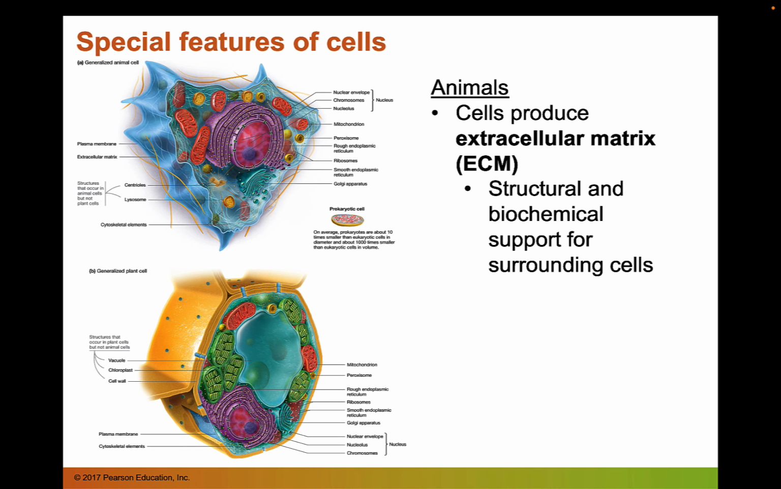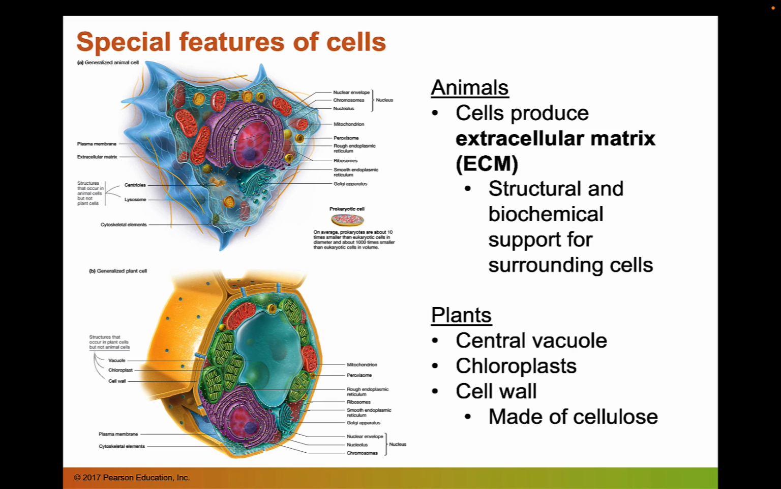So those were general features of all eukaryotic cells, and I want to touch briefly on some special features of animal and plant cells. Animal cells typically produce and secrete proteins and other components that make up the extracellular matrix. We talked about one of these components being hyaluronic acid. And these proteins and other chemicals provide structural and biochemical support for surrounding cells. And we'll talk more about these components probably in a later lecture.